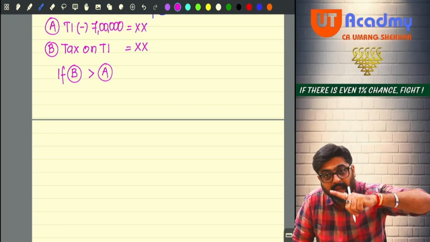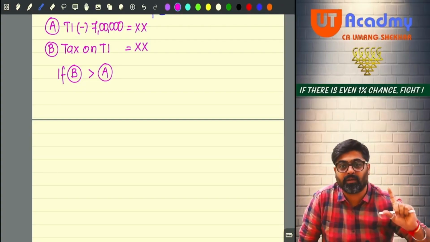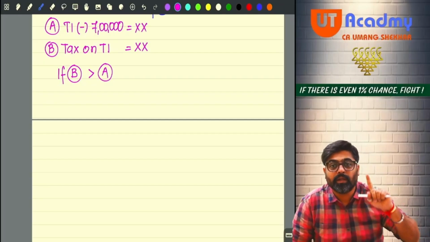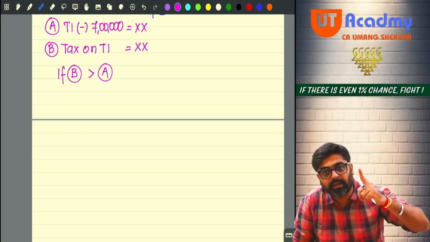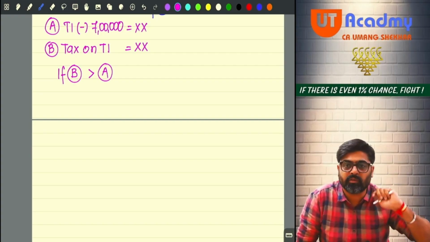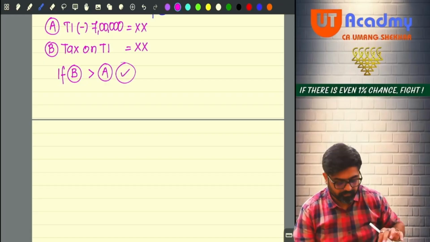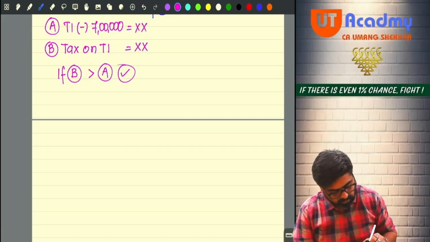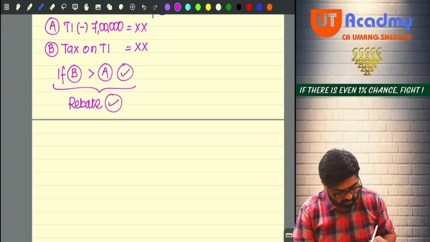So if that tax which you are calculating is more than the increase in your total income. The increase in total income was 5,000 only, no? The tax is 20,500. Is this 20,500 more than 5,000? Yes. If this equation is fulfilled, then you are going to get rebate. And how much will be the amount of rebate, you know?